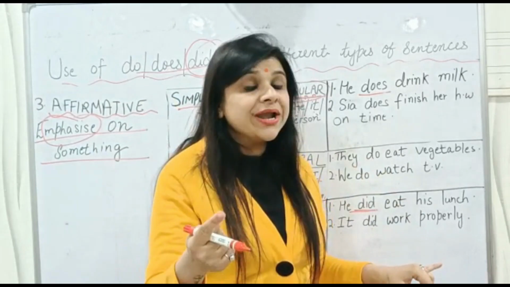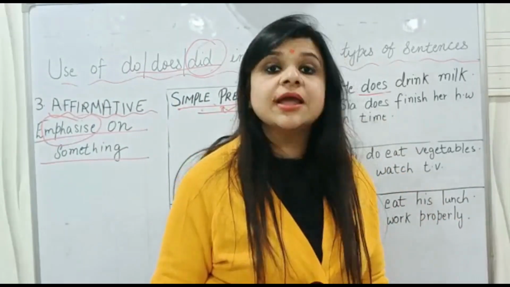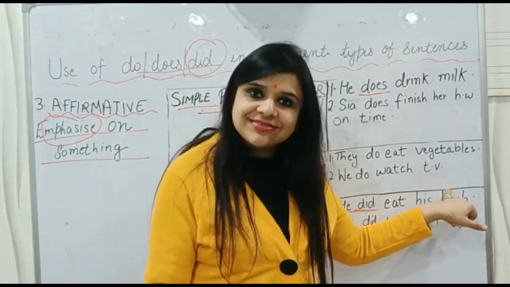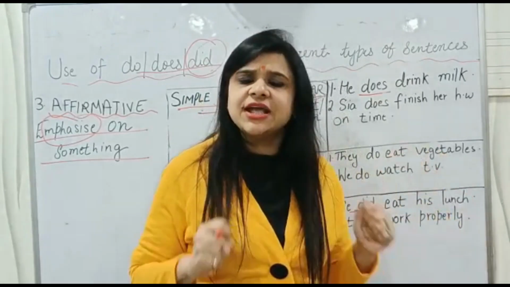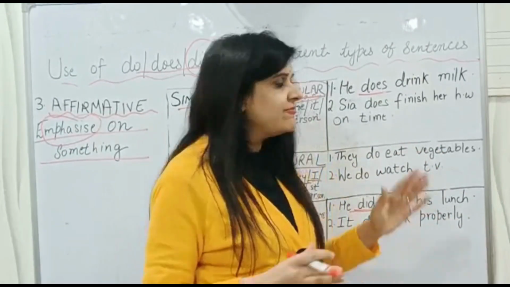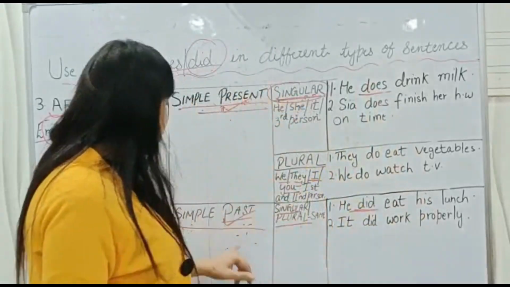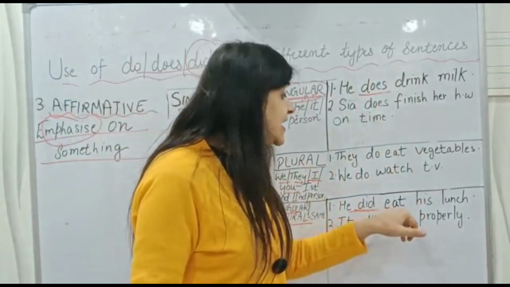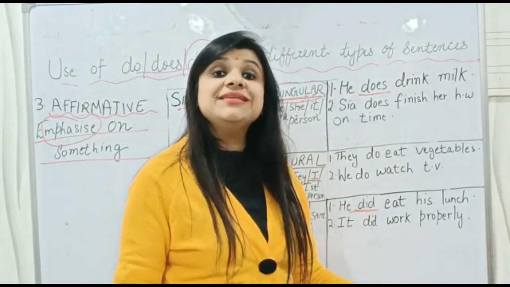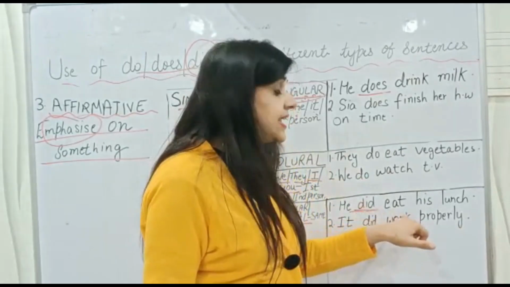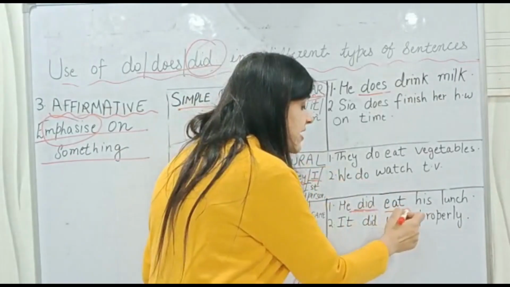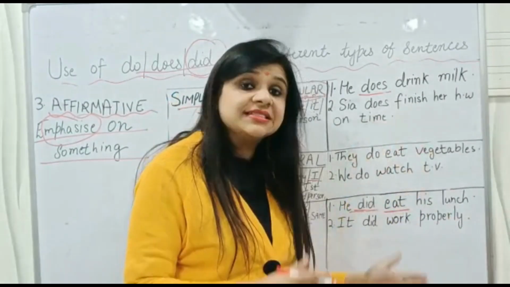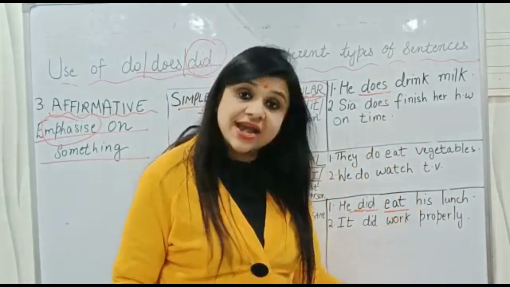When I'm saying they do, it means I'm telling you, yes, for sure, they do eat vegetables. We do watch TV. Yes, we do watch. It means we are very convinced. There's a lot of conviction when we use these verbs. Now in this simple past tense, for singular and plural, the rules are same. He did eat his lunch. It means yes, he ate. He did eat. Again with did, the base form. It did work properly. It means yes, that thing worked properly. It did work properly.